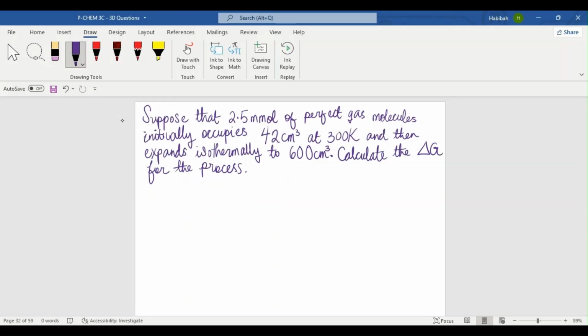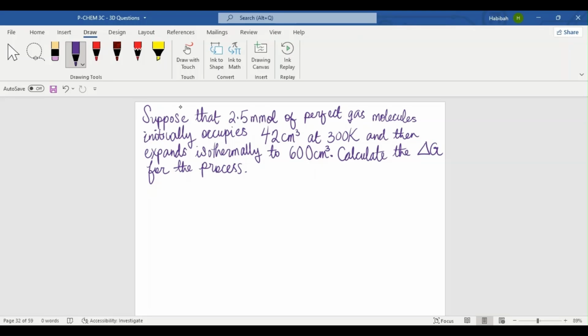Salam and welcome everyone. Today we're going to be doing the question on the screen that says, suppose that 2.5 millimole of a perfect gas molecules initially occupies 42 centimeter cubed at 300 Kelvin and then expands isothermally to 600 centimeter cubed. Calculate the change in Gibbs energy for the process.